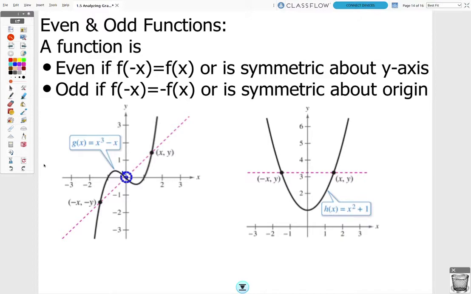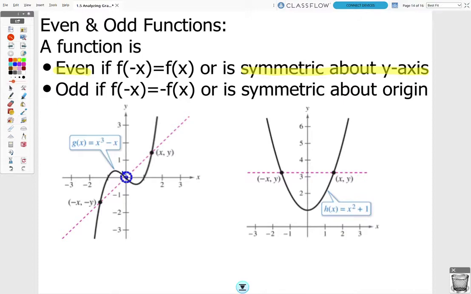The next thing we're going to be talking about is even and odd functions. A function is said to be even if f of negative x is equal to f of x. That is, if the x's are negative, it's the same function value as if the x's would have been positive. What that does is that makes it symmetric about the y-axis. Even means it's symmetric about the y-axis. Algebraically, we test that by plugging in a negative x and seeing if it matches with the original.